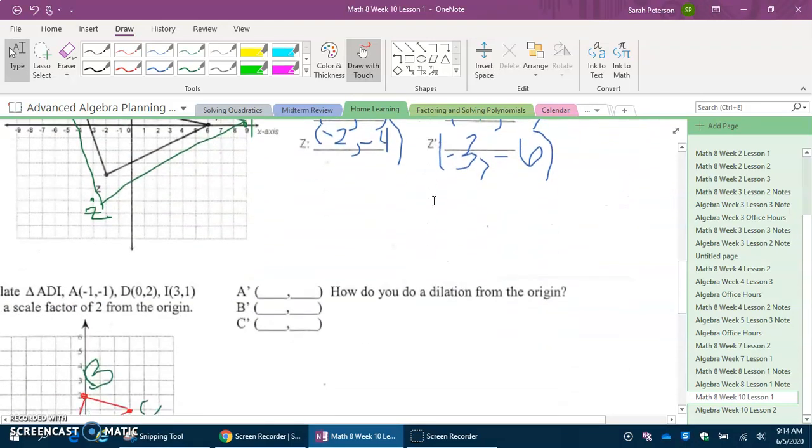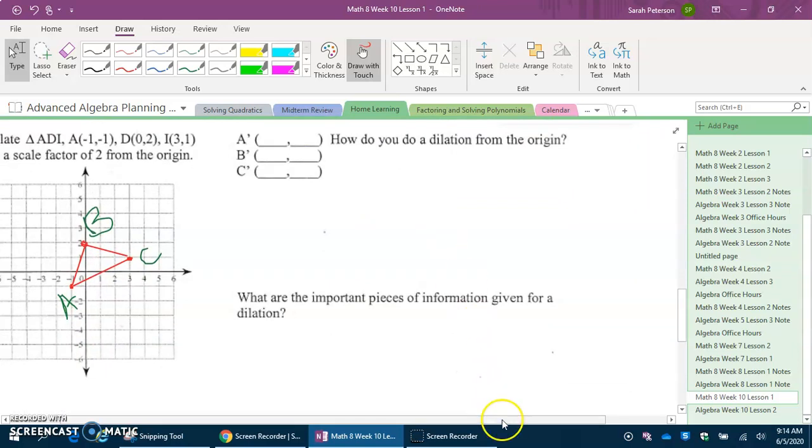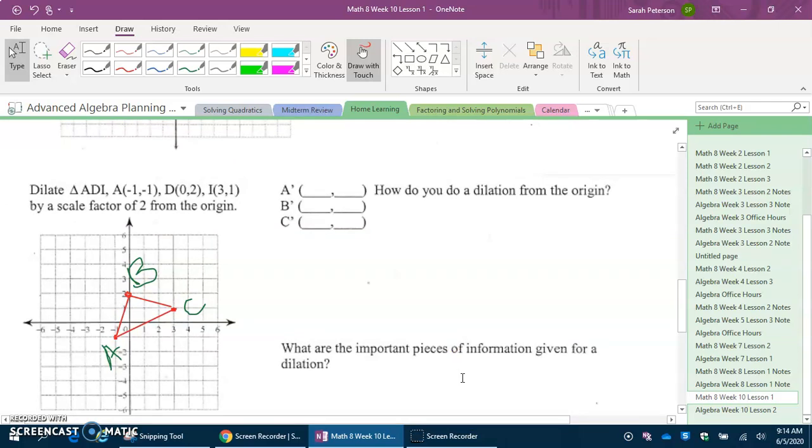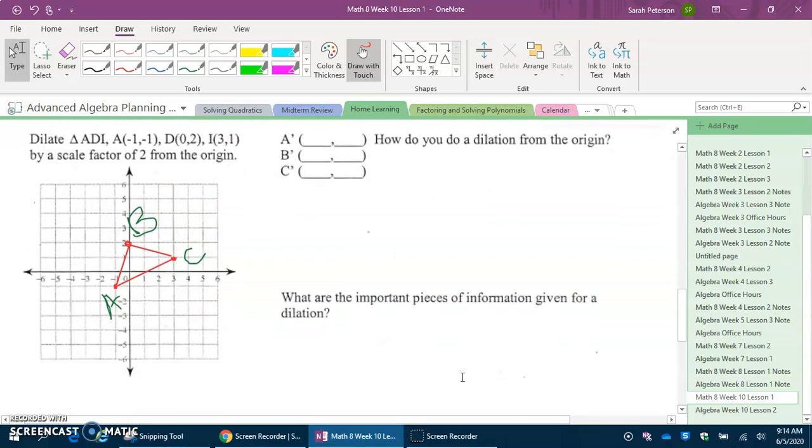I'm going to show you another example of when it gets bigger, and then I'm going to show you an example when it gets smaller. Okay, so for this one it says dilate triangle ADI, which I'm going to actually change to ABC. So if you notice, the triangles ABC and the coordinates after the dilation are A prime, B prime, C prime, so I'm just going to stick with ABC. So A is -1, 1, and you would plot those. I already plotted those for us so we can get moving.